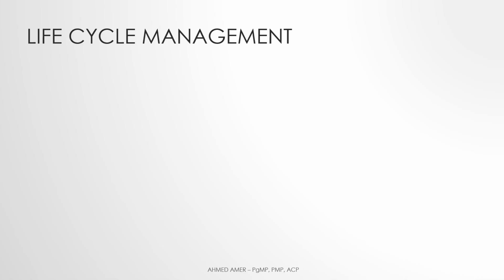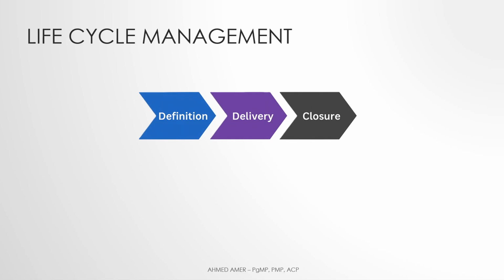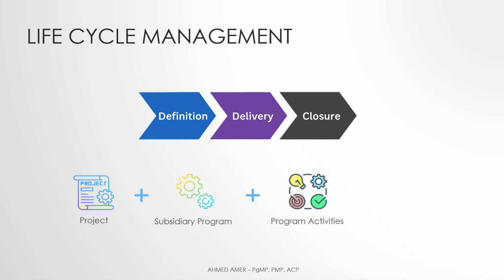Lifecycle management is the program management performance domain that manages the program lifecycle and the phases required to facilitate effective program definition, delivery, and closure. The definition itself tells us that there are 3 phases of any program: definition, delivery, and closure. We mentioned before that programs may consist of projects, subsidiary programs, and program-related activities. These are necessary to achieve the organization's goals and objectives.